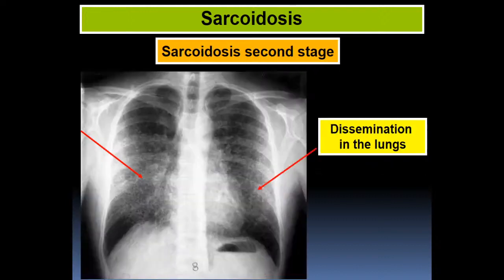But the next stage, the second stage of sarcoidosis, we should differentiate from disseminated processes in the lungs, especially miliary tuberculosis. In this stage, sarcoidosis looks very much like miliary tuberculosis. We can see small focal shadows in both lungs also. This is the symptom of dissemination.